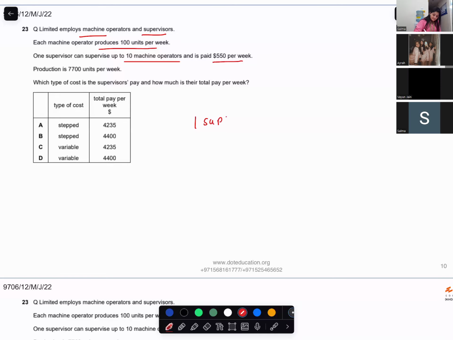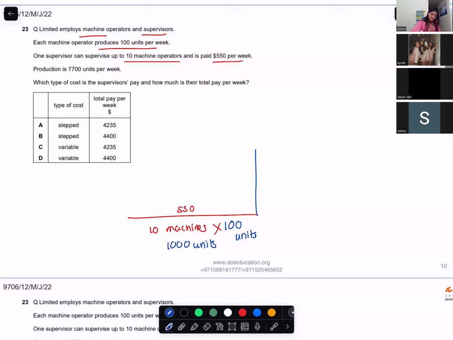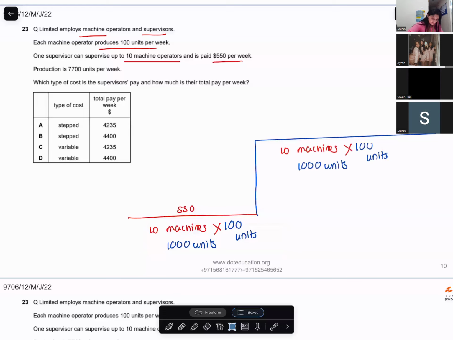So one supervisor is going to supervise 10 machines, and for every 10 machines I'm going to pay him $550 per week. One machine can produce how many units? 100 units. So 10 machines can produce how much? 1,000 units. Then the cost will increase and I will have another supervisor. The second supervisor will supervise how much? Same, 1,000 units. Okay.